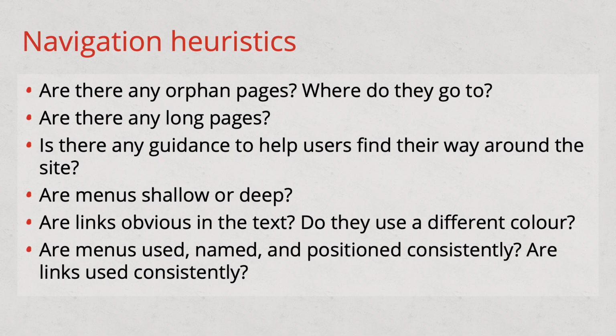Now we can use different colors to tell people it is a link. Do menus use name and position consistency? Does link use have consistency? Now, that one is still important. So as you can see, these navigation heuristics, most of them are okay.